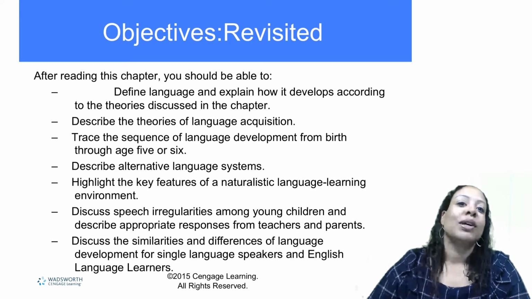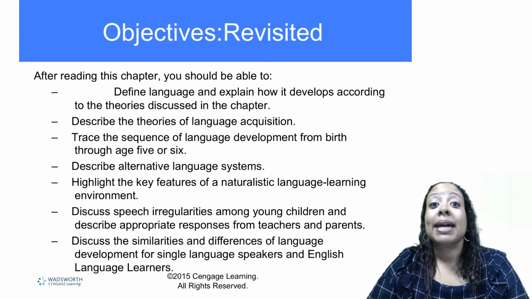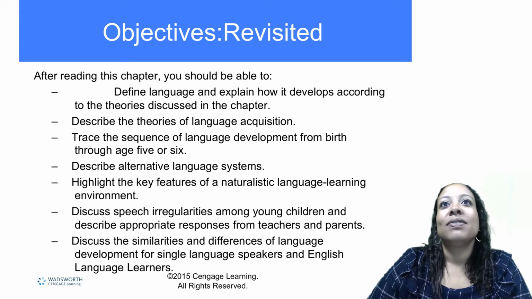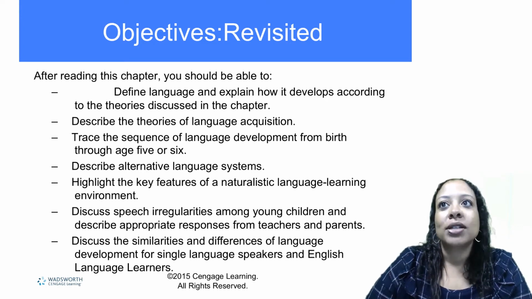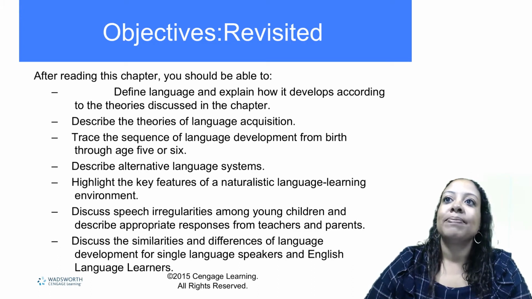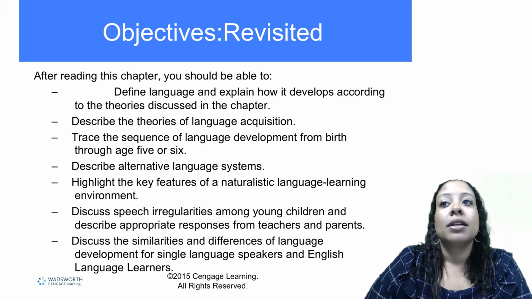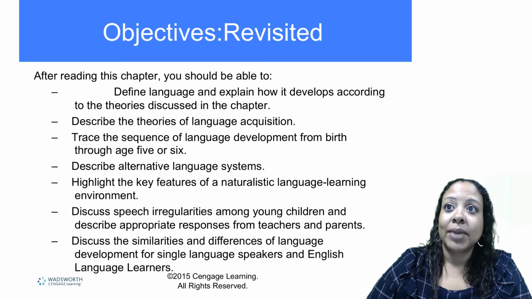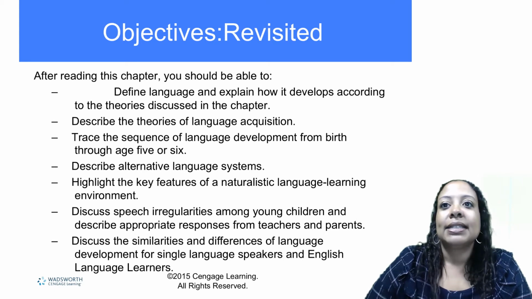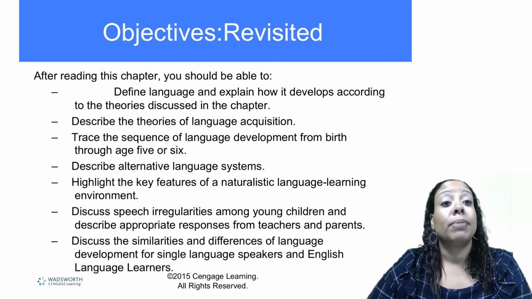So we've gone through chapter 16. Now let's go back and revisit our objectives from the beginning. Now that you've read the chapter, hopefully you are able to define language and explain how it develops according to the theories discussed in the chapter. Describe the theories of language acquisition. Trace the sequence of language development from birth through age 5 or 6. Describe alternative language systems. Highlight the key features of a naturalistic language learning environment. Discuss speech irregularities among young children and describe appropriate responses from teachers and parents.